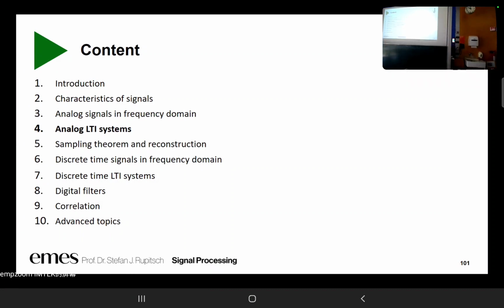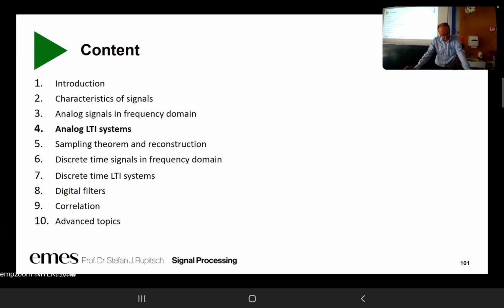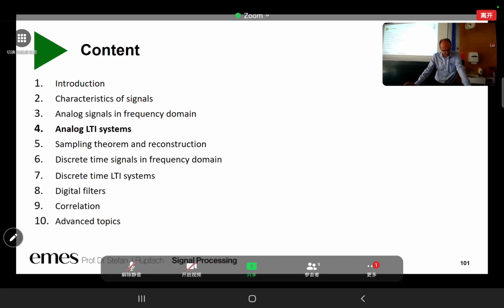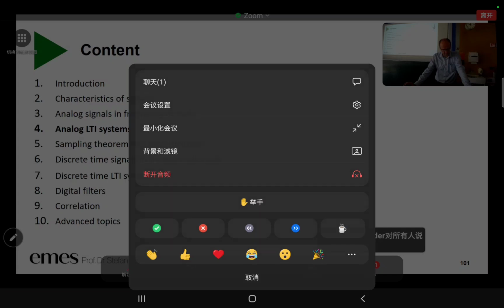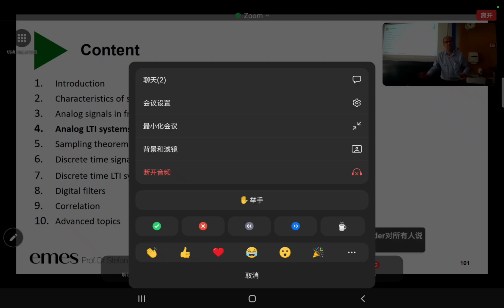For the lecture signal processing, hopefully soon you can also understand here. Please give any response if this is possible, if it isn't possible, in the chat or use the microphone. Guys, we can hear you. Thank you very much. And you can also see the slides, hopefully. Yes, fine. Thank you very much.